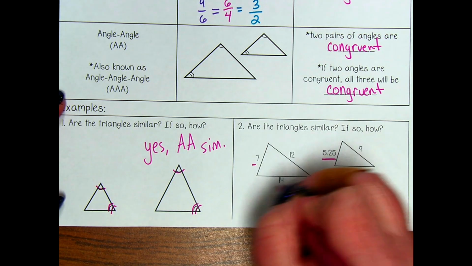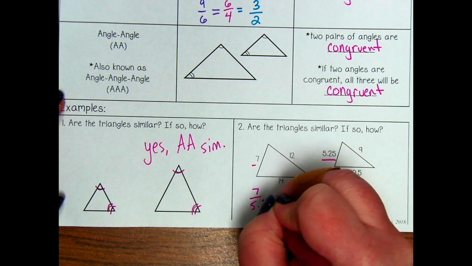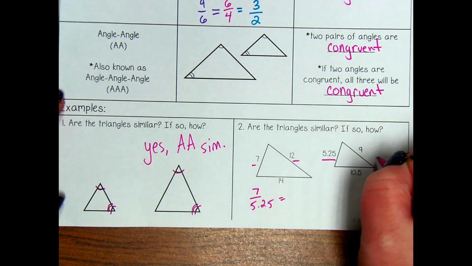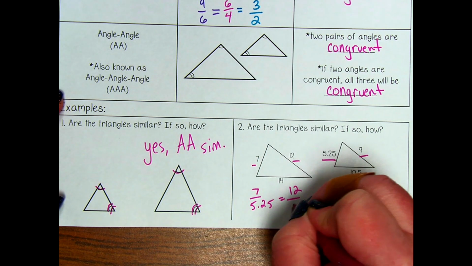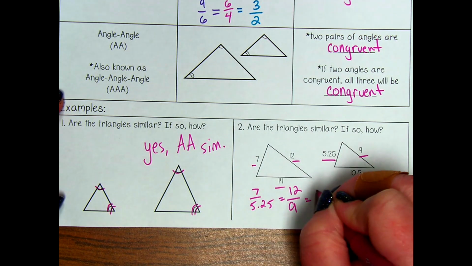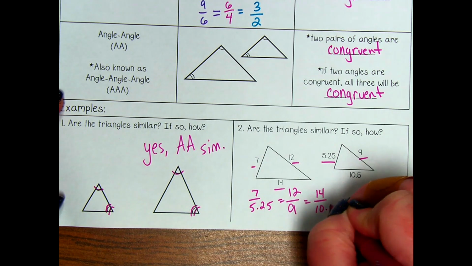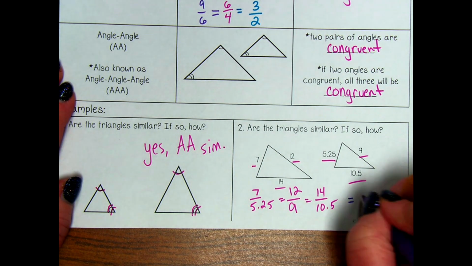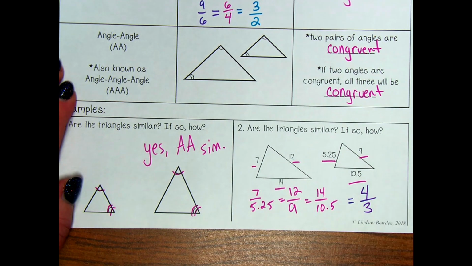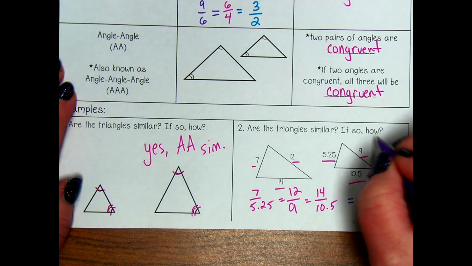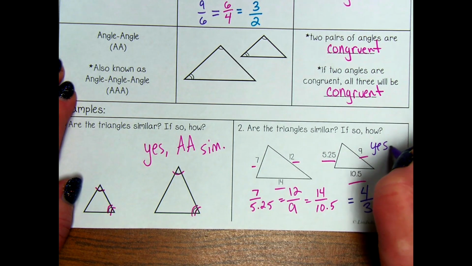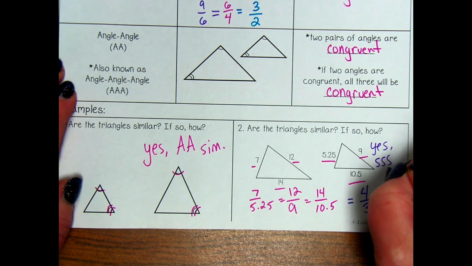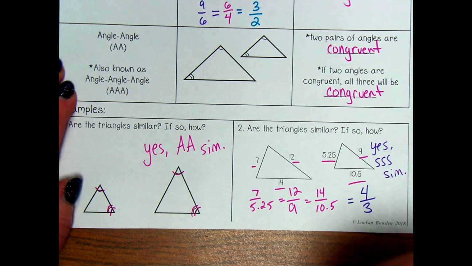7 divided by 5.25, 12 over 9, and 14 over 10.5. And you might want to use a calculator, but each of these reduces to 4 over 3. So therefore, these are similar by side, side, side similarity.